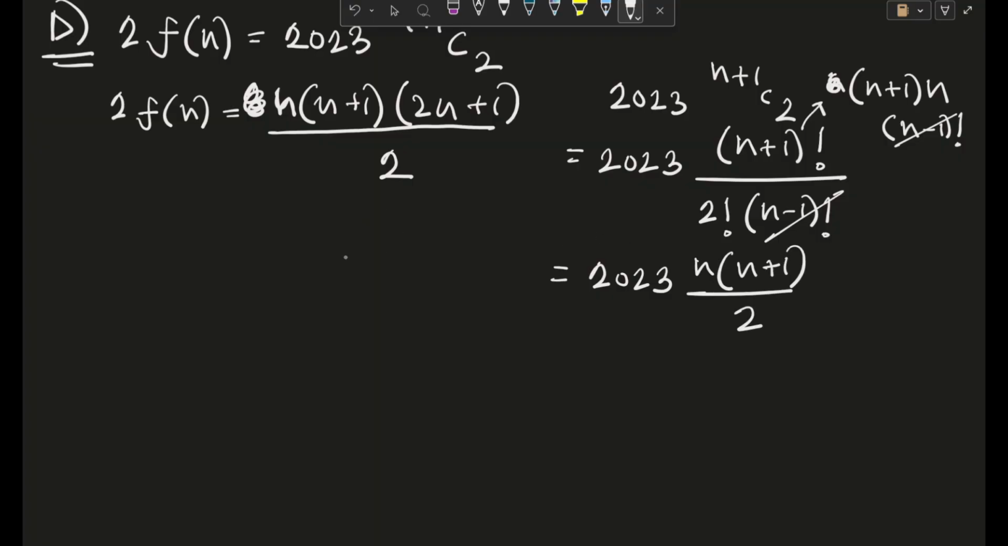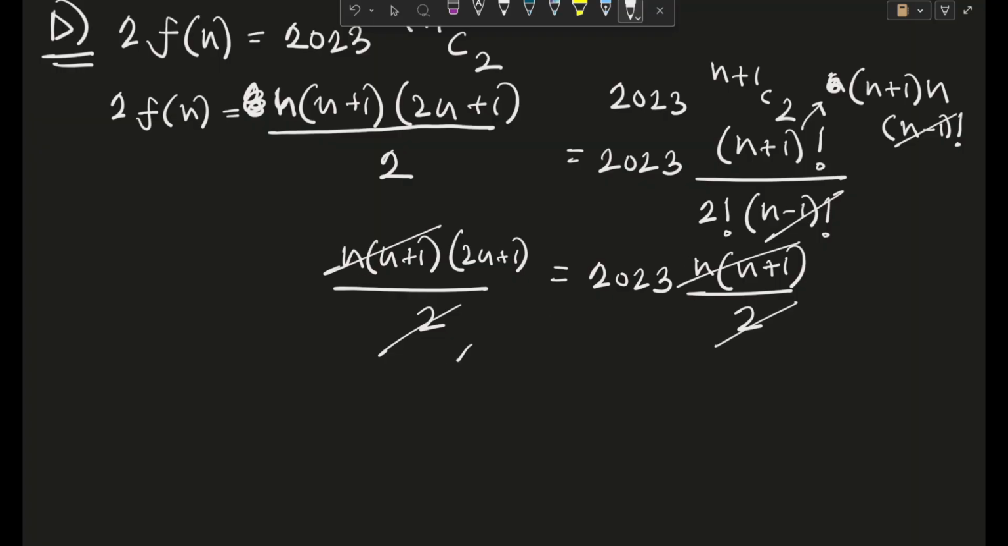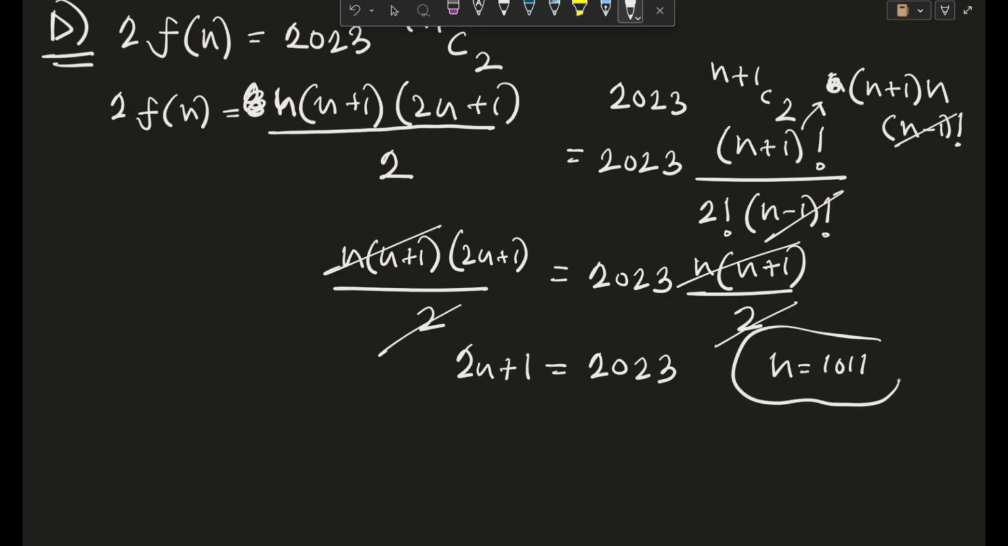This is our RHS, and our LHS is n into n plus 1 into 2n plus 1 whole divided by 2. So the 2 cancels, n into n plus 1 cancels. So 2n plus 1 is 2023, so 2n is 2022, and n is 1011. That's our answer, which was obviously given. So option number D is also correct. So that's our question done, guys. So A, B, C, D, all the options are correct.